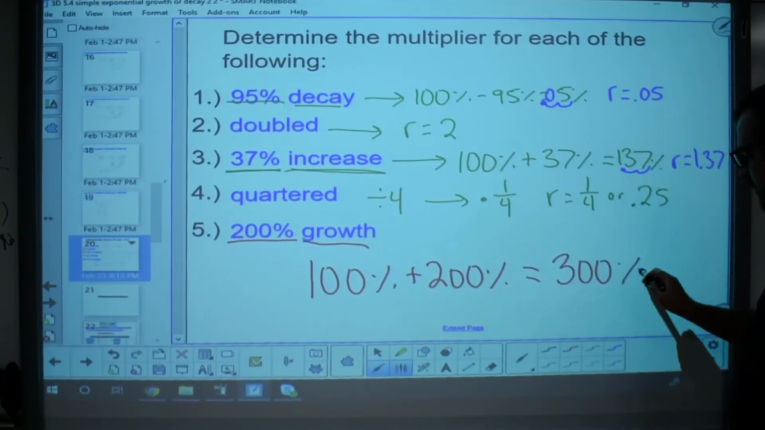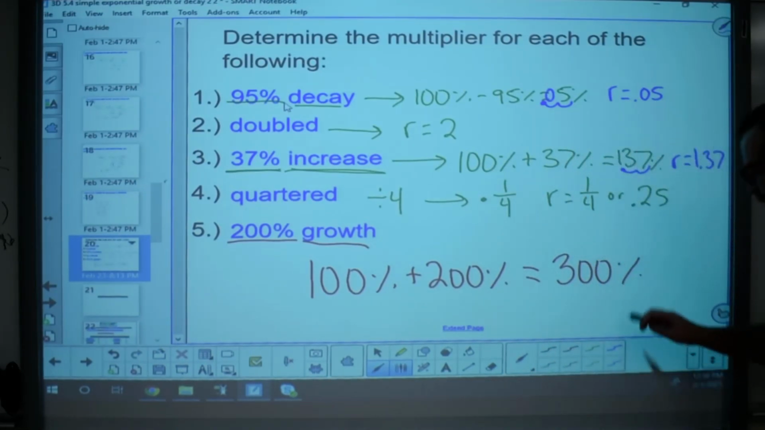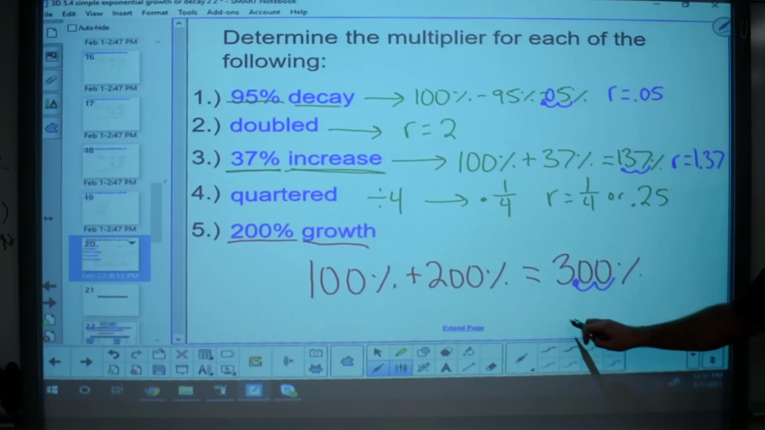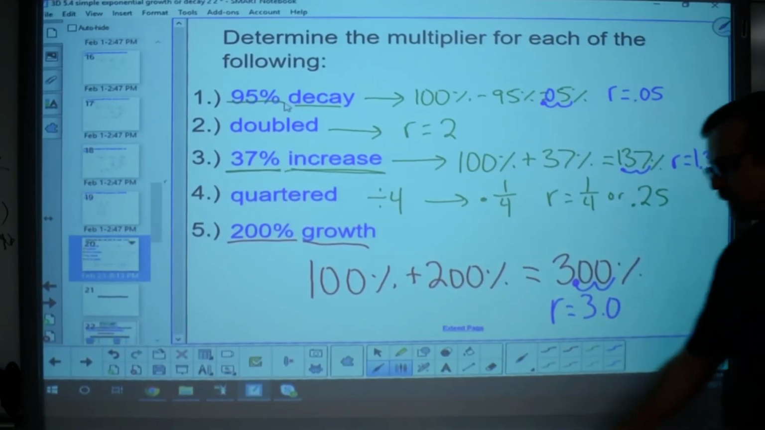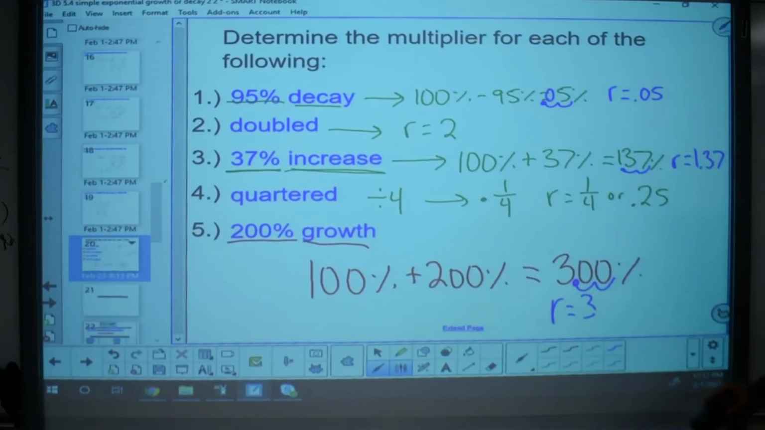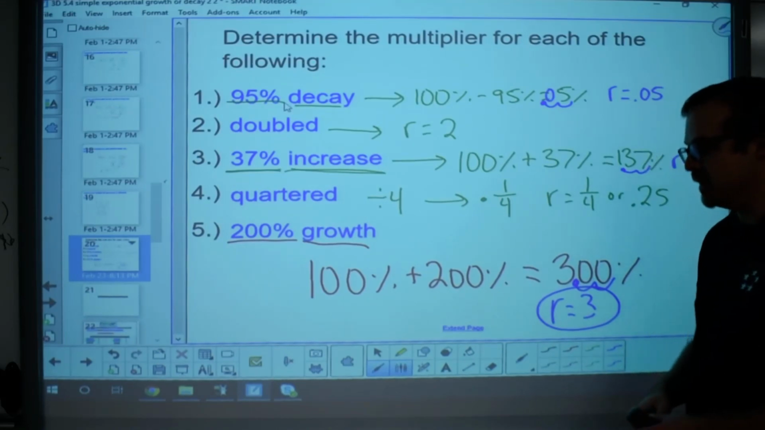But percents are not our ratios, right? We have to convert this to, that's right, a decimal. Move that decimal over twice. It gives us a ratio of 3. You might say 3.0, but that's the same thing as 3. Just leave it as 3, that's fine here. So the ratio is 3, and that is definitely increasing because that number is bigger than 1.